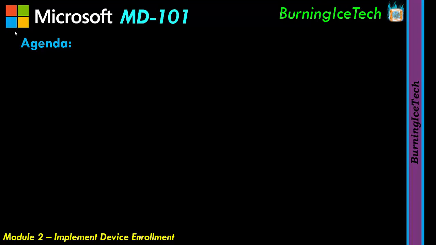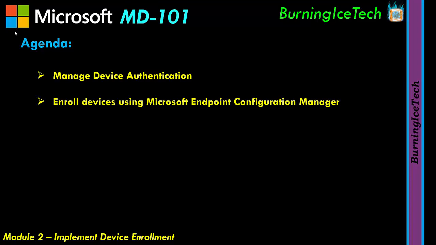Alright, so what are the 3 main sections on the agenda? The first one would be Manage Device Authentication. The second is Enroll Devices using Microsoft Endpoint Configuration Manager. Lastly, the third one is Enroll Devices using Microsoft Intune. There you have it, folks. The 3 main sections we'll be covering.